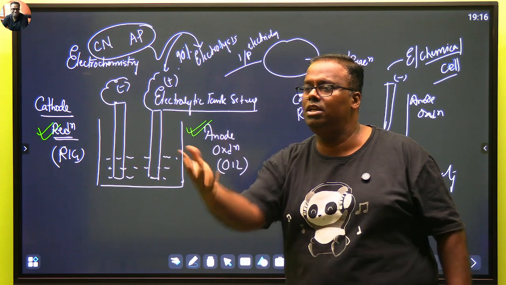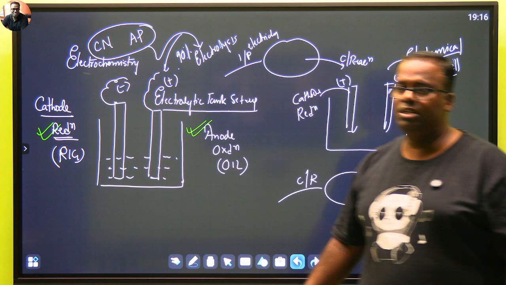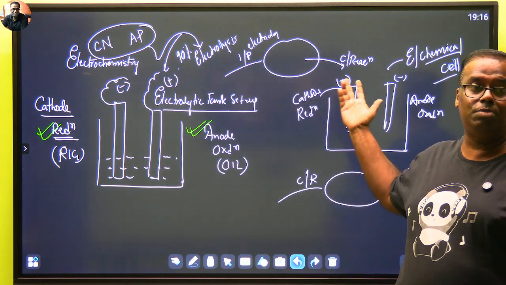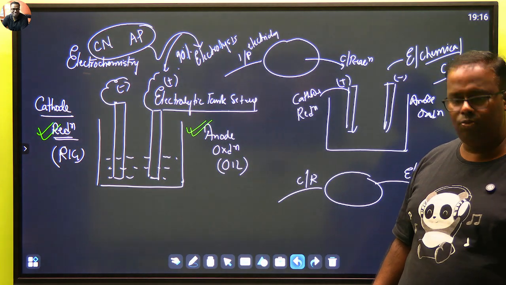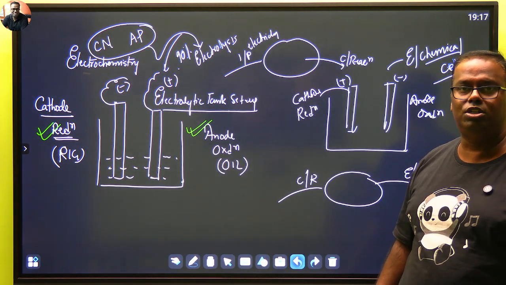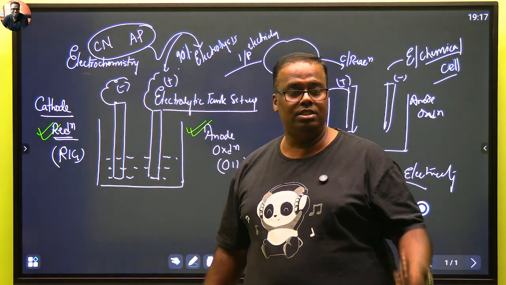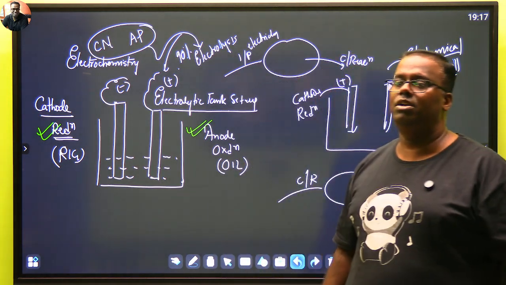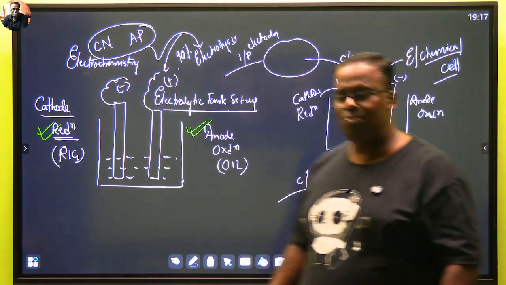Because what are we studying? We are studying electrolysis. Everywhere we'll study electrolysis. But in grade 11 and all, when you go and study electrochemical cells, you'll see cathode as positive, because those are electrochemical cells. There chemical reactions are the input and electricity is the output.